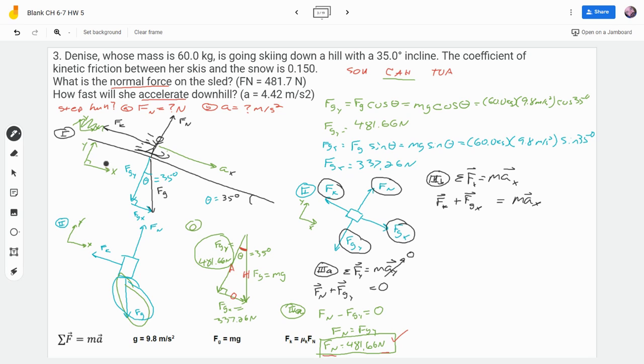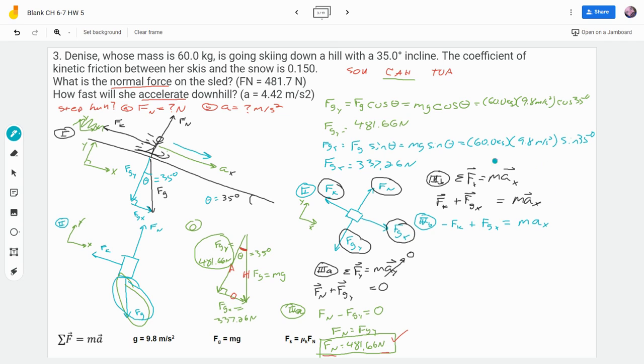On to step 4 on the x side. Take off the hats, put in the signs. F sub k is in the negative new x direction, so it's back up and to the left. That one gets a minus sign, so minus f sub k. F sub gx is in the positive new x direction, so that gets a plus. Equals ma sub x. We're going to assume that Denise is in fact accelerating in this direction, the positive new x direction. What that means is when I take the hat off of this, it gets a plus. So the right side is ma sub x.